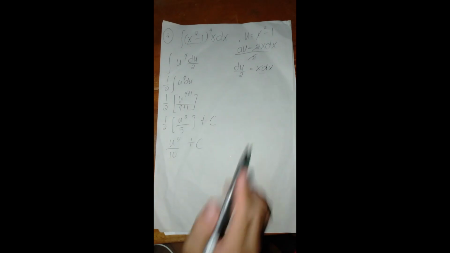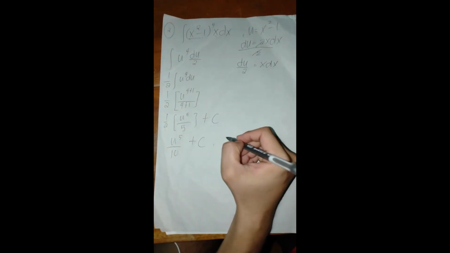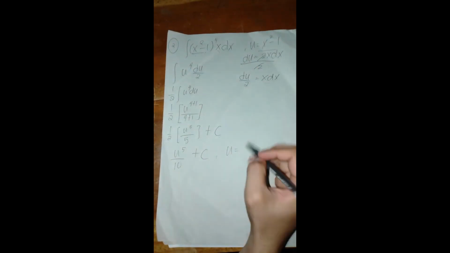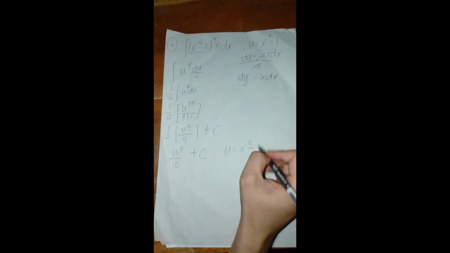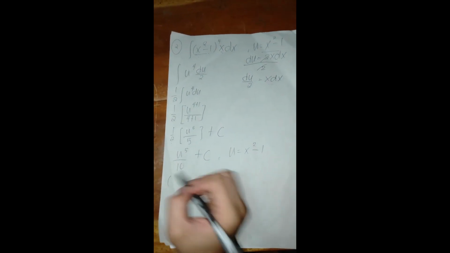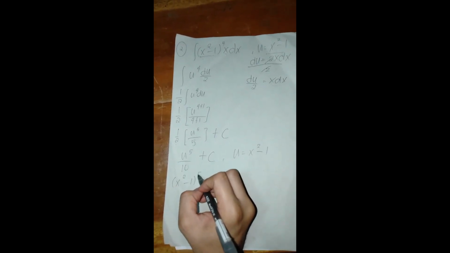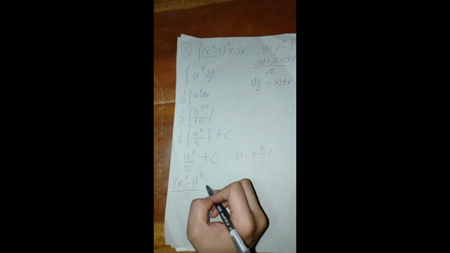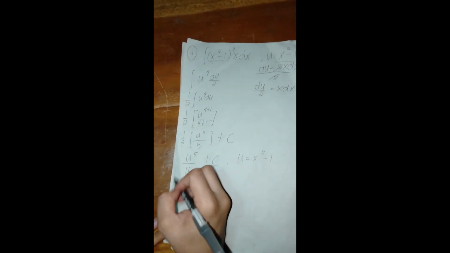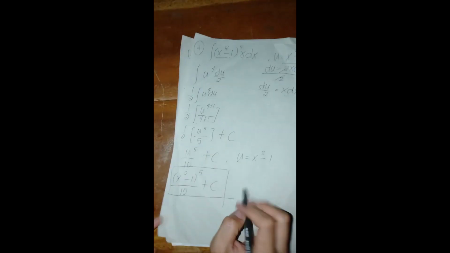Then, last, kung ano yung tinanggal mo, ibalik mo. So, ano yung u natin na tinanggal? Diba? u is equals to x squared minus 1. So, palit nyo lang daw. So, magiging (x squared minus 1) raised to the 5 power 5 over 10 plus c. And this is already your final answer.